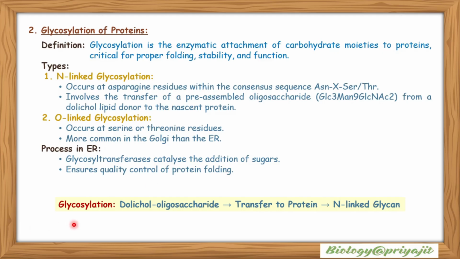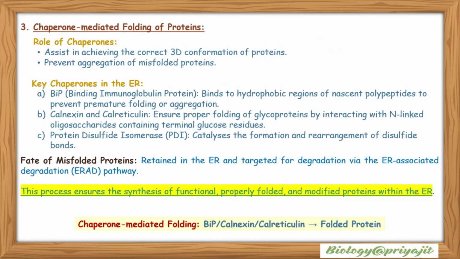What is the diagrammatic summary? Glycosylation involves the dolichol oligosaccharide, which is transferred to protein as an N-linked glycan. Third one is the chaperone-mediated folding of proteins. Role of chaperones: chaperones assist in achieving the correct 3D conformation of different proteins. They prevent aggregation of misfolded proteins.